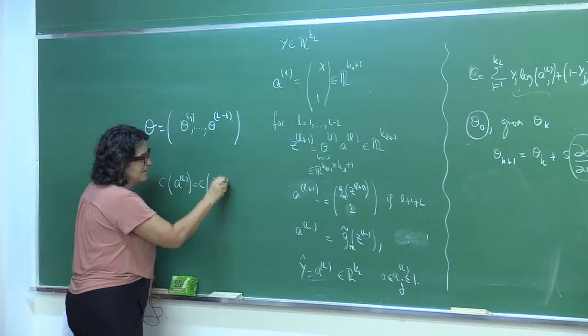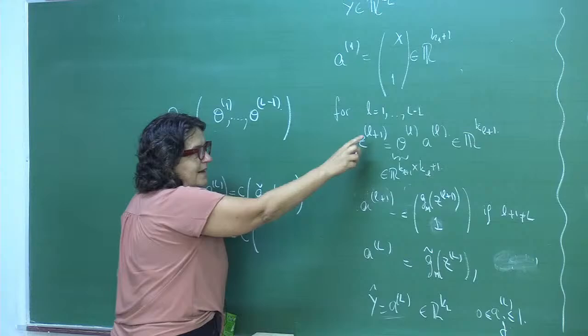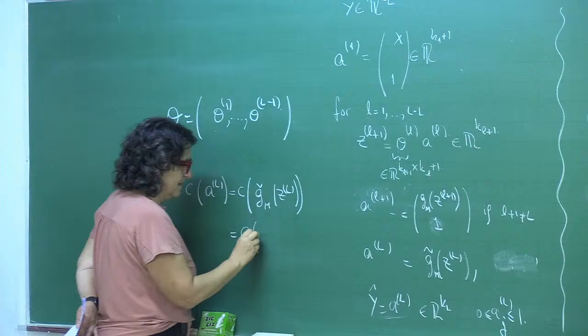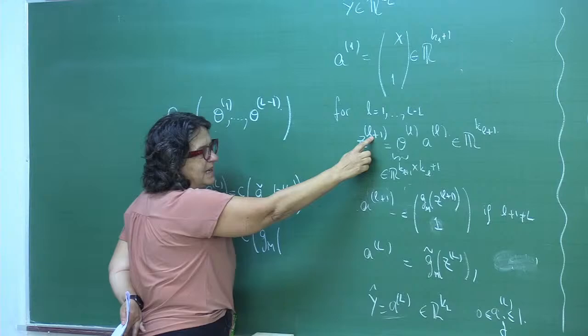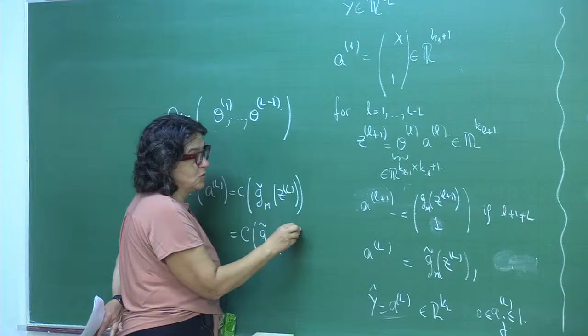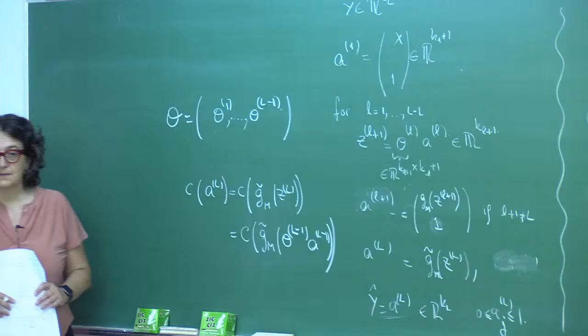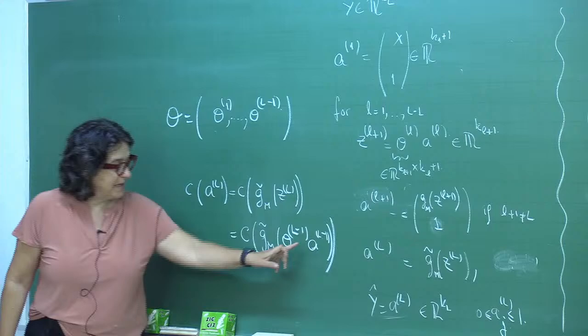You agree with that? And then ZL is what? We are in small l equal L minus 1, so capital ZL is what? Theta L minus 1, okay, because this is L minus 1, A L minus 1. And then, what is the derivative of the cost function with respect to the first one? Why is it the first one?